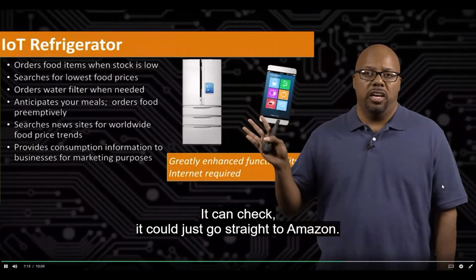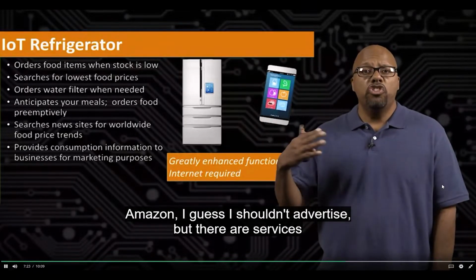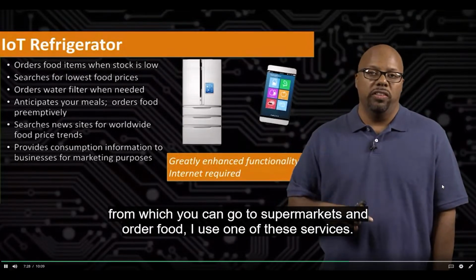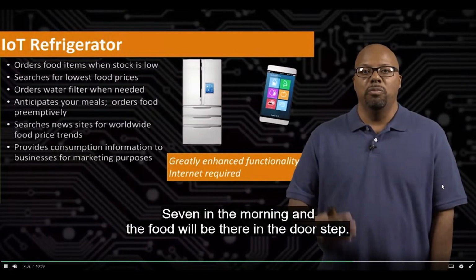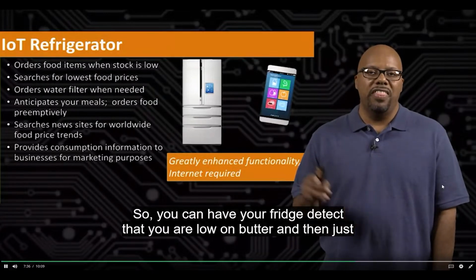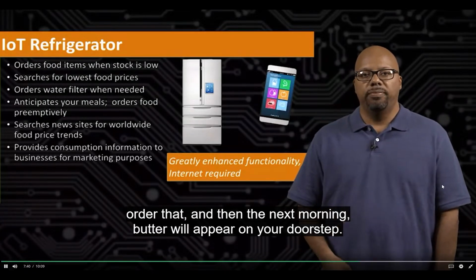It can go straight to Amazon. I guess I shouldn't advertise, but there are services from which you can go to supermarkets and order food. I use one of these services, and they deliver food the next morning. Actually, it's pretty amazing. At 7 in the morning, the food will be there on the doorstep. So you can have your fridge detect that you're low on butter, and then just order that, and the next morning butter will appear on your doorstep. But that requires network connectivity.